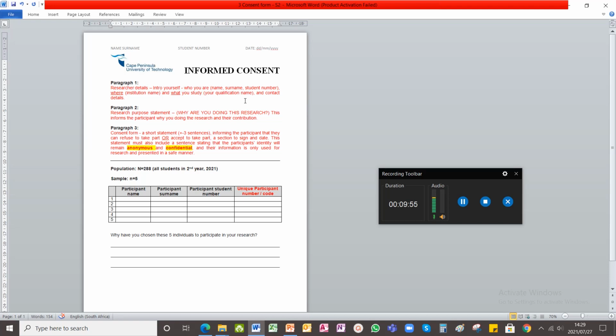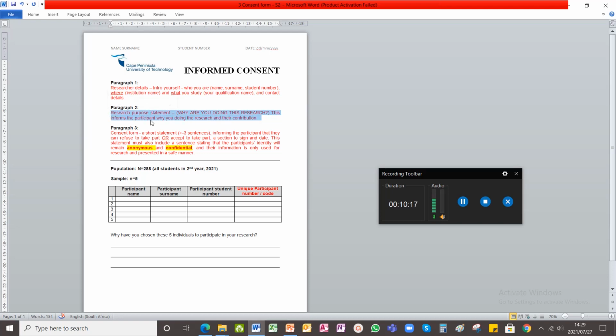And what are you studying, what's your qualification, and finally your contact details. Then in paragraph 2, you will indicate your research purpose. Why are you doing this research? So basically you are telling the person what your research aims to do and what their contribution will be.